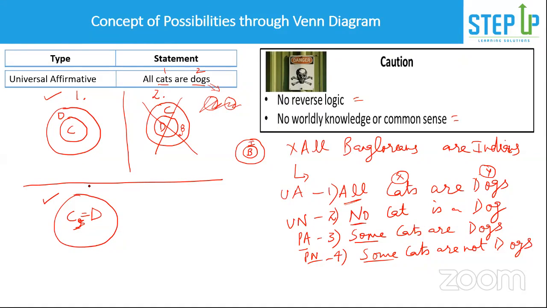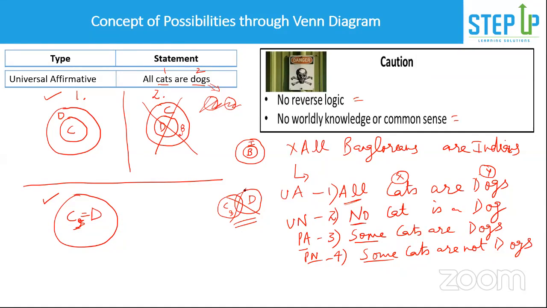Can you make any other diagram which can say all cats are dogs? For example, if I make a diagram like this, you tell me, this is cats and this is dogs. Do you think this diagram is correct? All the cats are dogs. Is it correct? It says all the cats. Look at this cat here. Is this cat a dog? No. That means this diagram is not correct.